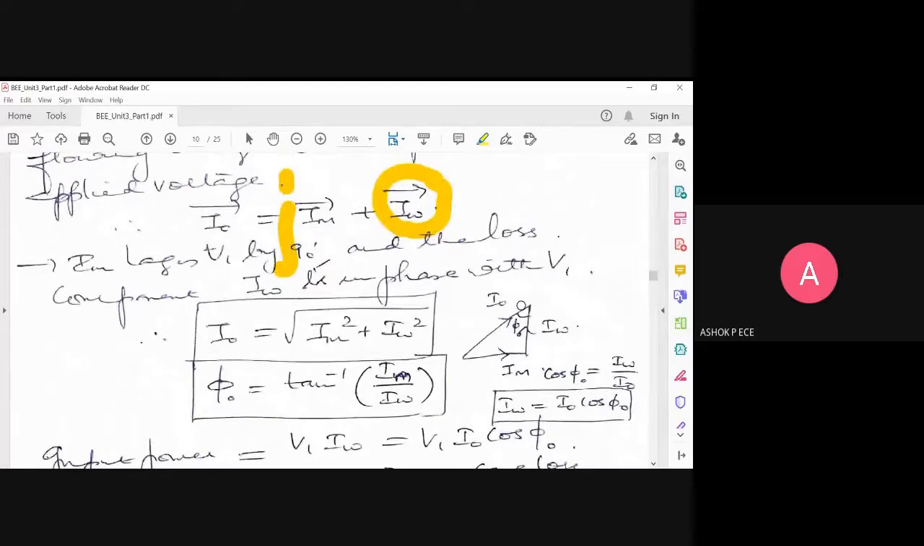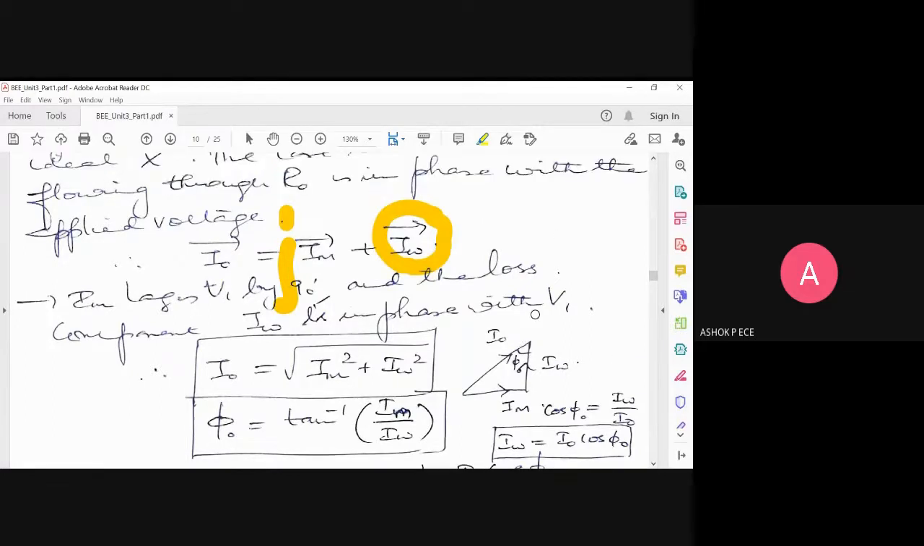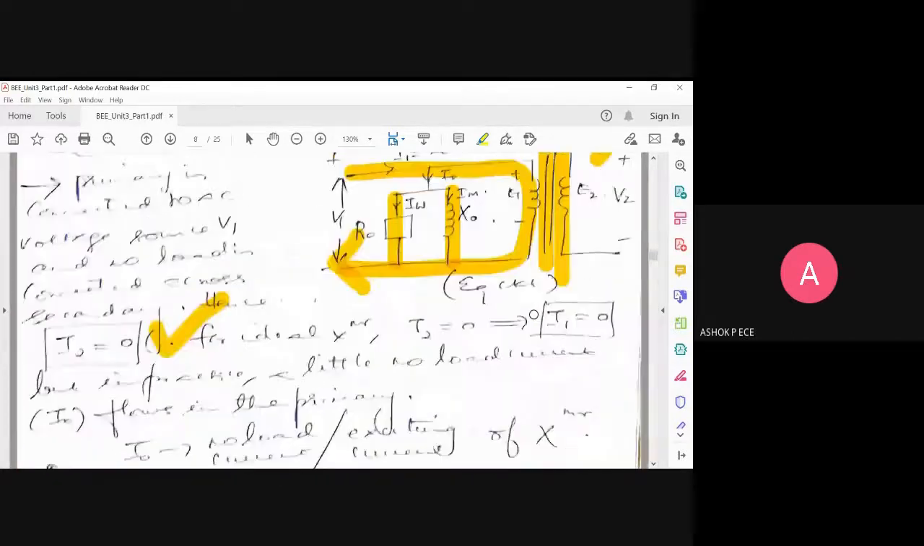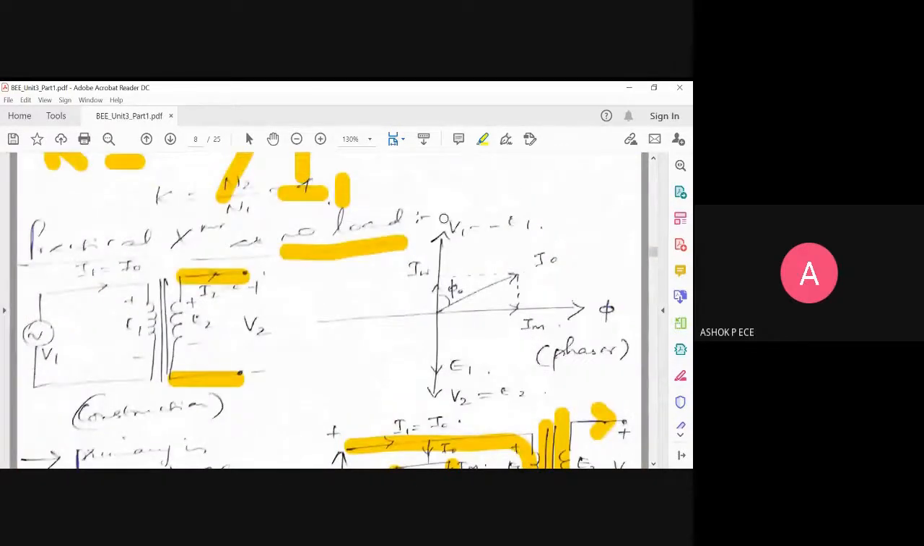Any doubts, please ask. See, again, these concepts you have to be very, very thorough when you're drawing the phasor diagram. Otherwise, you will not understand anything. And the same thing I have represented in the phasor diagram also. See, already one phasor diagram we have seen.